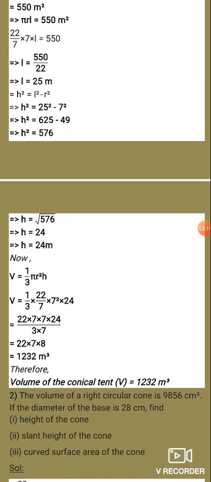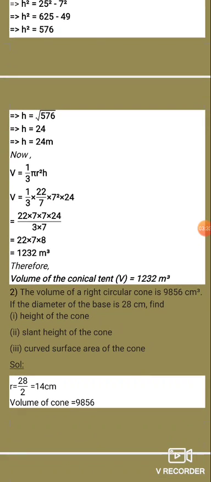The volume of a right circular cone is 9856 centimeter cube. If the diameter of the base is 28 centimeter, find, first question, height of the cone. Second, slant height of the cone. Third, curved surface area of the cone. So listen carefully. First, the radius is equal to what? Diameter by 2, which is equal to 14 centimeter.